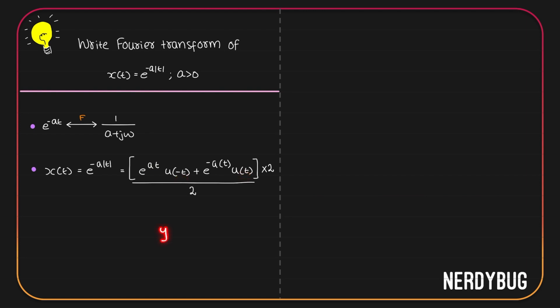So this is basically y of t plus y of minus t divided by 2, which should give us the even part of y of t. So this becomes even part of y of t. I have taken this as y of t and this as y of minus t. So I will write e raised to minus at u of t multiplied by 2 from here.